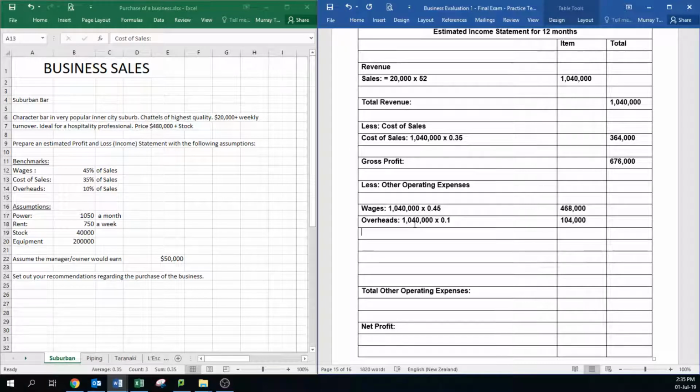Right, then we have power. Now note that this is per month, not per week. So there are only 12 months in a year, so times by 12. So 12,600 for the year. And finally, we have rent. Oh, so that rent is $7.50 per week.